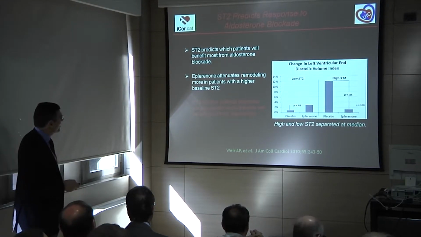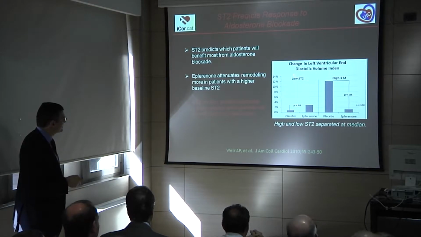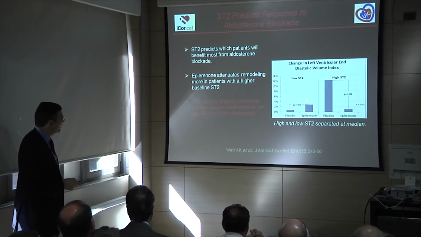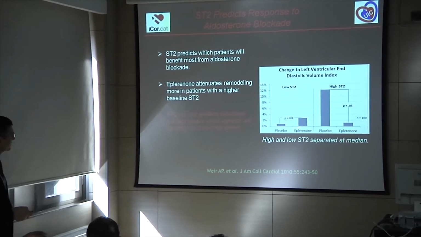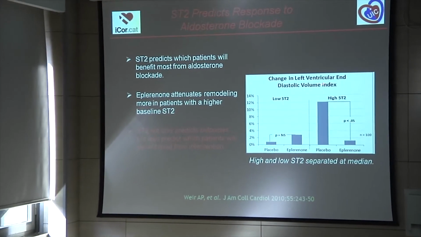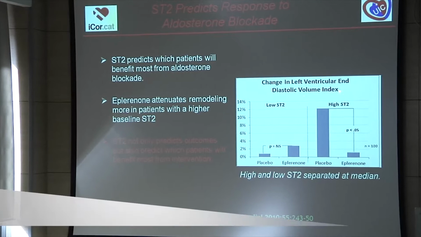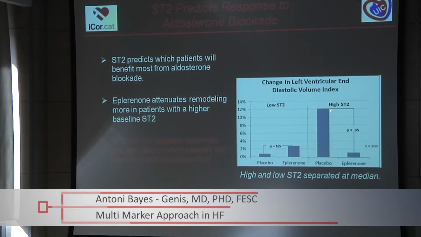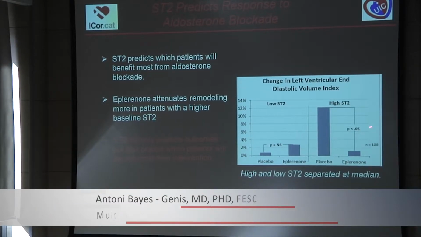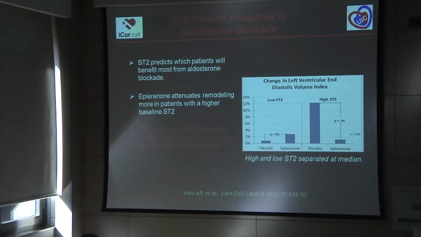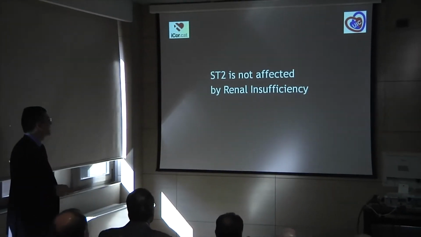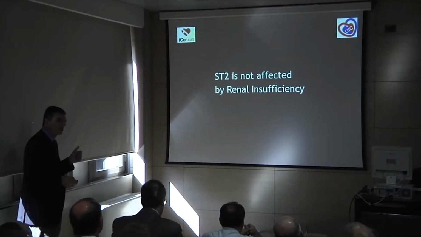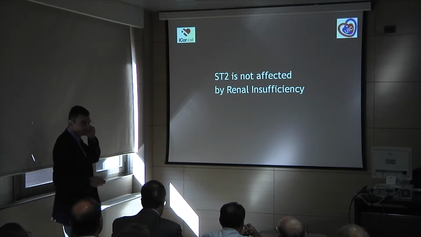The benefit of measuring ST2 and the value of eplerenone when it's low: there are no differences between placebo and eplerenone as far as left ventricular end-diastolic volume index. When ST2 is high, then you do have a reduction in remodeling with the use of eplerenone. One important thing about ST2 is that it's not affected by renal insufficiency.